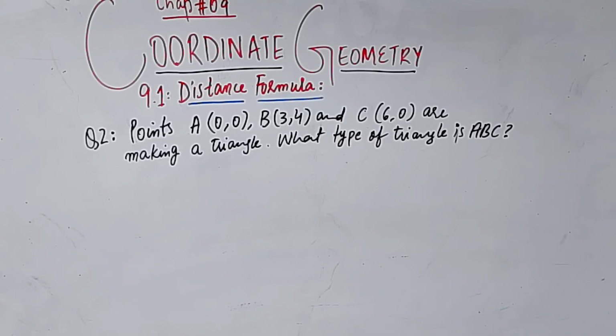Okay everyone, if you look at this question, it is written that points A, B and C are making a triangle. And you know that for a triangle you need 3 points. You will join them and it will become a triangle. And it is written, what type of triangle is ABC. So you know that there are some types of triangles: equilateral, scalene, isosceles, right angle triangle. So if you want to find the type of the triangle, it is an application based question of the distance formula.